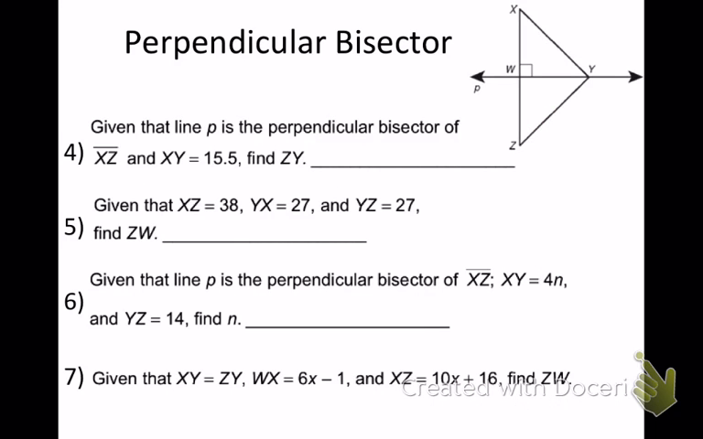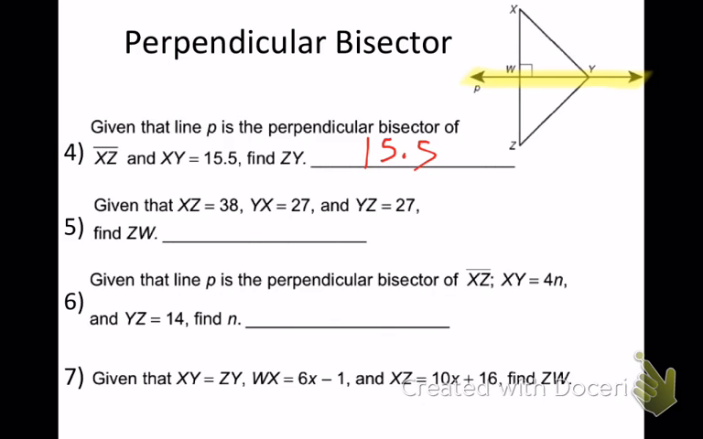Take a couple seconds, try these 4 on your own, using the same idea. It tells me P is the perpendicular bisector. You're using that information. Try 4, 5, 6, and 7 on your own. All right, number 4. Given that line P is the perpendicular bisector of XZ, and XY equals 15.5, find ZY. What's that going to be, Luis? Nice job, sir. Yep, because if XY is 15.5, ZY would be 15.5 as well. Good job.